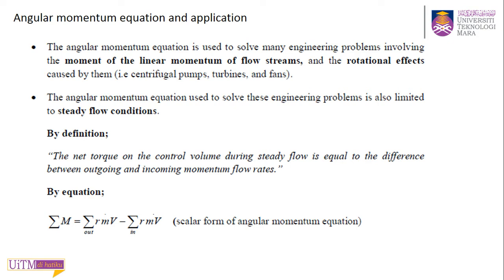By definition, the angular momentum equation says that the net force on the control volume during steady flow is equal to the difference between outgoing and incoming. To translate this definition into an equation, the summation of moments is equal to the outgoing momentum minus the incoming momentum, so you get the net force, or the net torque. So that's the angular momentum.